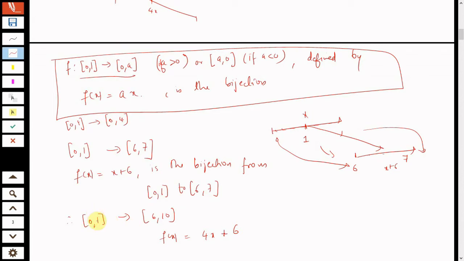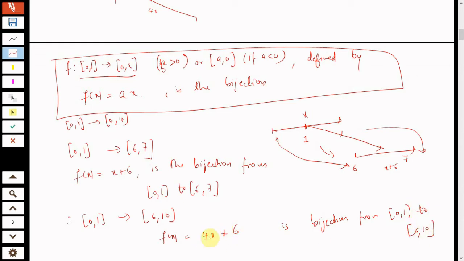So this is again a bijection from 0, 1 to 6, 10. So in this way, now just look at this.